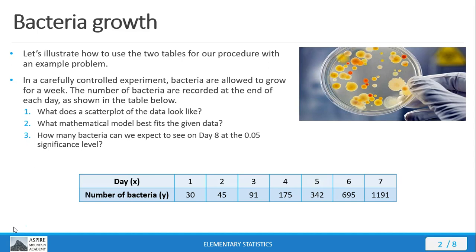There was a carefully controlled experiment in which bacteria were allowed to grow for a week. And here we've got some data where we count the number of bacteria that we have at the end of each day. So we've got 7 data points here. And the questions we're asked are, first, what does a scatter plot look like? 2, what mathematical model best fits the given data? And 3, how many bacteria can we expect to see on day 8 at the 5% significance level?